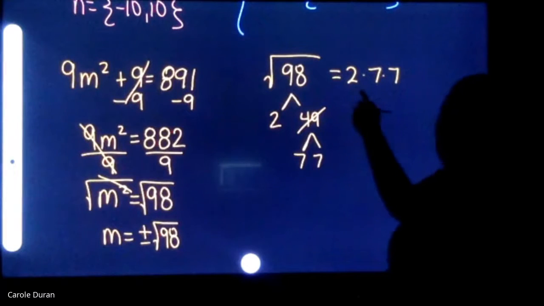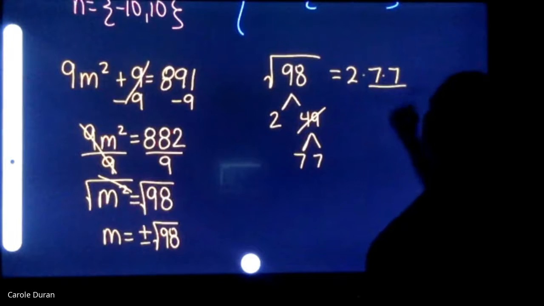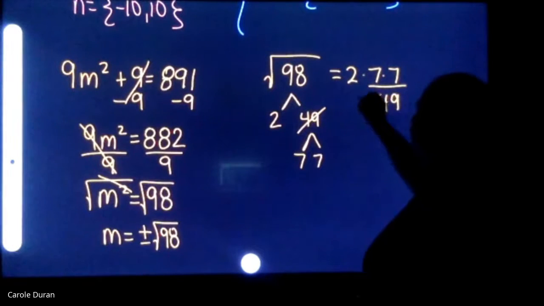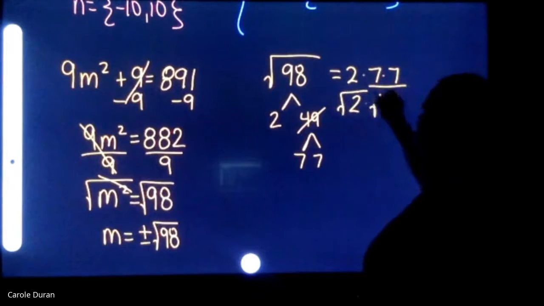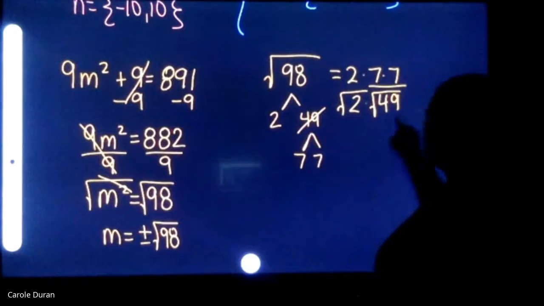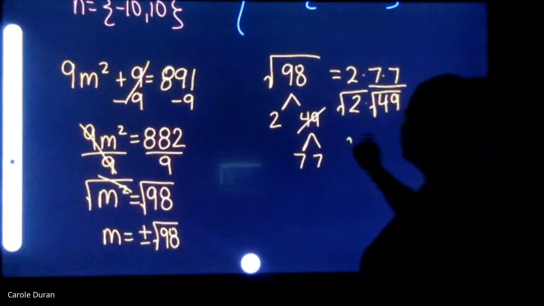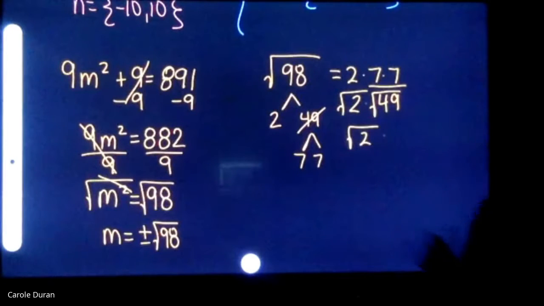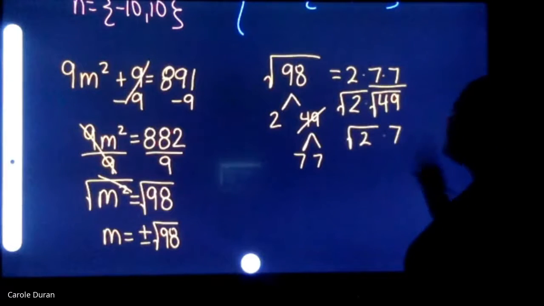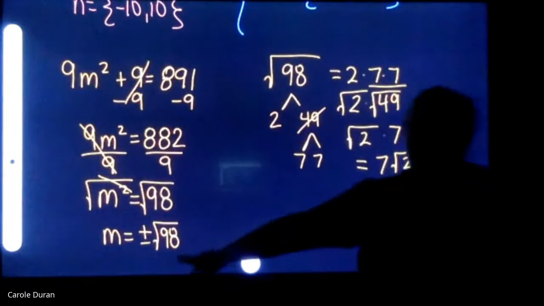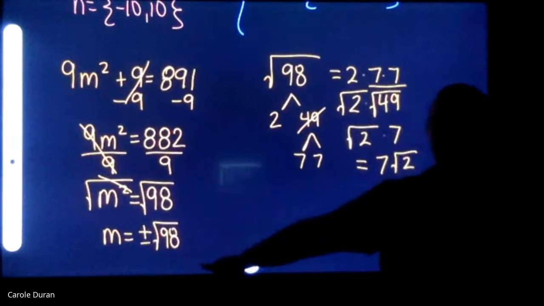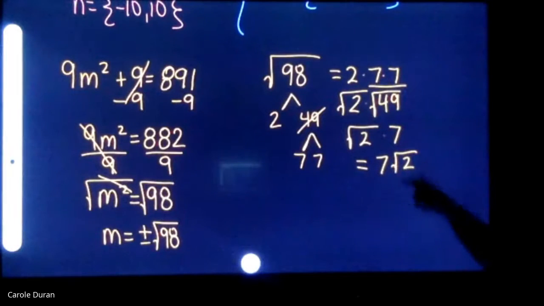The 2 has no match, so it's going to stay by itself. But I can put the 7s together to make 49. There's nothing else I can put together, so I go ahead and I take the square root of both of those. Square root of 2 just stays the square root of 2 because I can't break that down. But the square root of 49, when you put it into your calculator, comes out to be 7. So this simplifies into 7 times the square root of 2. So down here, I'm going to go ahead and replace the square root of 98 with 7 times the square root of 2.